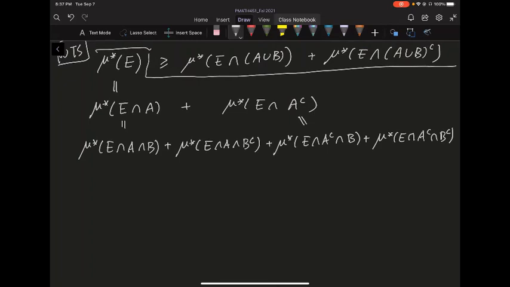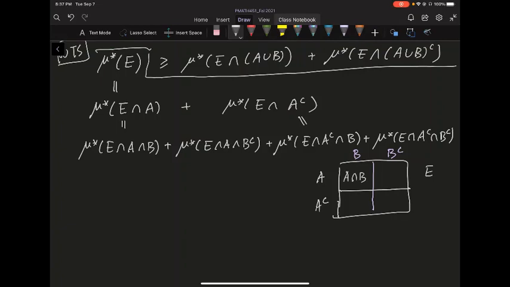Let's draw a picture. So suppose my set E is here, and I have A and A complement, and then B, you can use a different one. So here is B and B complement. Then essentially what you did is you break it into these four components. You have the A intersect B, which is the first one. You have the A intersect B complement, and you have the other two, basically.